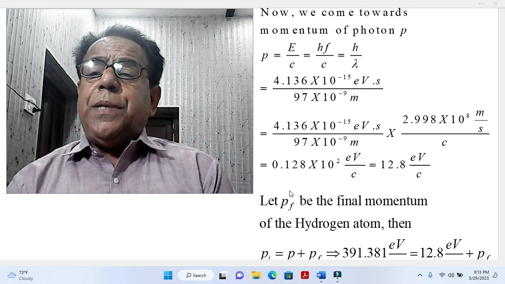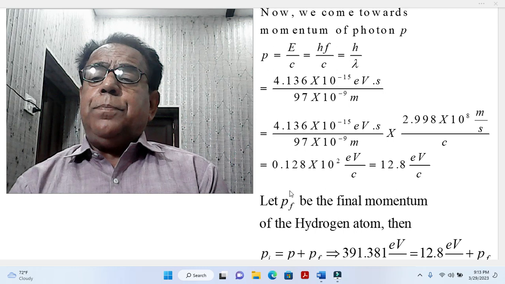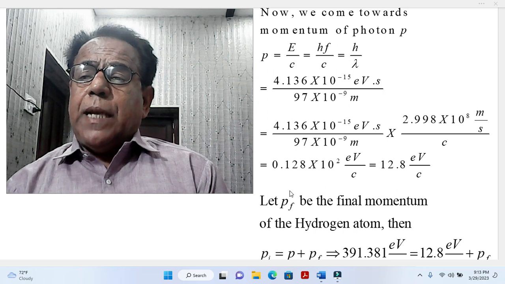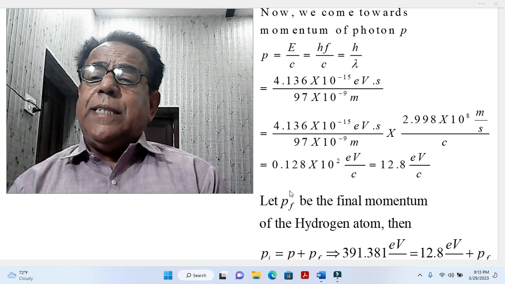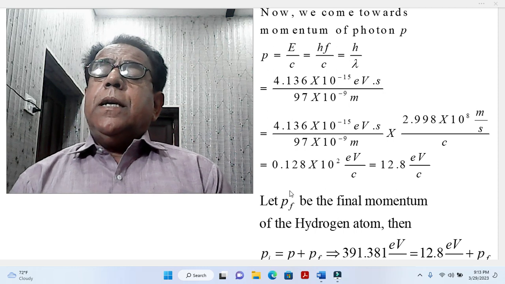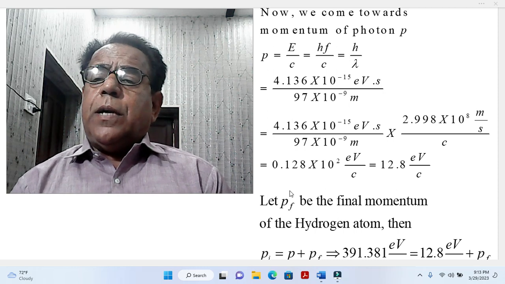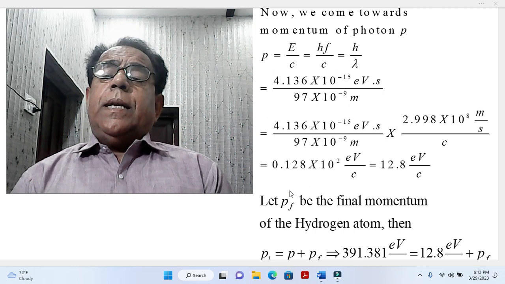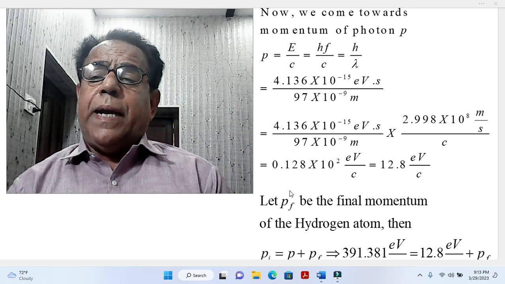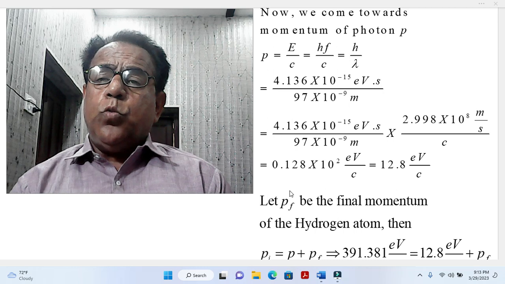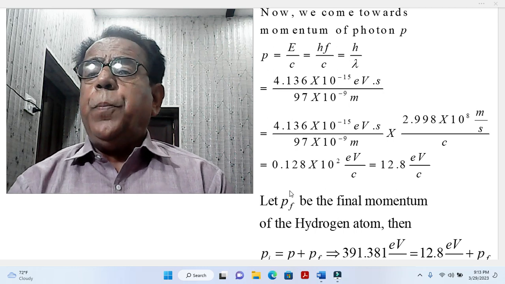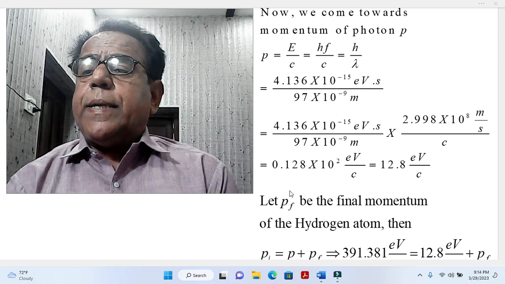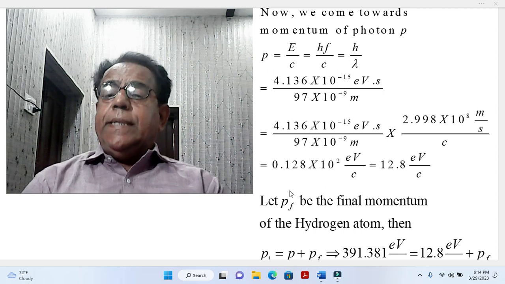So dear students, when it is being multiplied with 10 raised to the power 2, that is, multiplied with 100, the effect of this multiplication will be that 0.128 will be converted into 12.8. That is to say, the decimal will be shifted 2 steps ahead, and 10 to the power 2 will be eliminated. So the momentum of the photon P will become equal to 12.8 electron volt per c, where c is the speed of light.